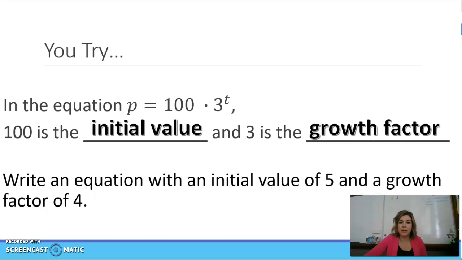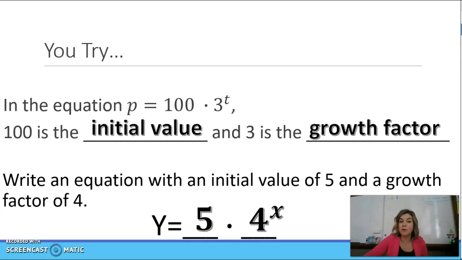Why don't you now try to write an equation with an initial value of 5 and a growth factor of 4. Your equation should look like this. y is equal to 5 times 4 to the power of x.